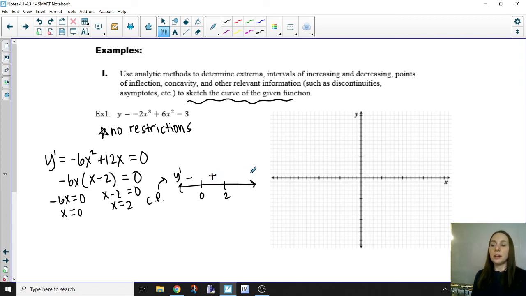And finally, let's pick a number to the right of x equals 2, like 3. 3 would be easy. Filling it into the first derivative factored form. -6 times 3 is negative. 3 minus 2 is positive. And a negative times a positive is a negative.